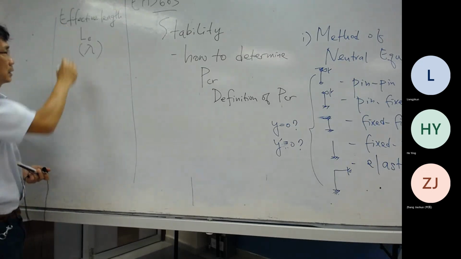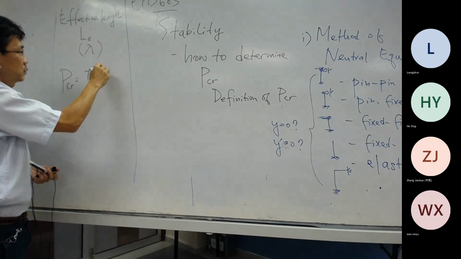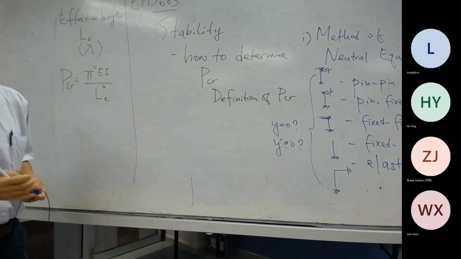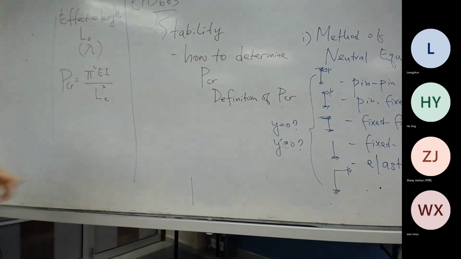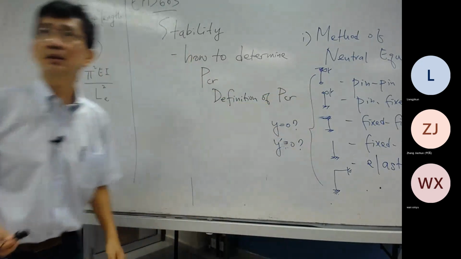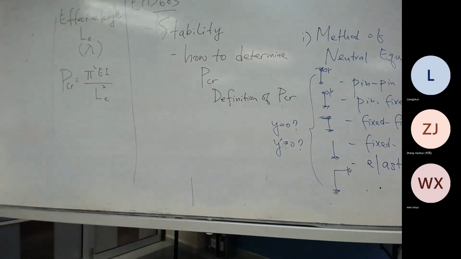What is good about effective length is that you can put the P critical in a standard form for all columns that we are interested in. So this can be applicable to all these kinds of end conditions, as long as we can evaluate the effective length. So we get P critical.